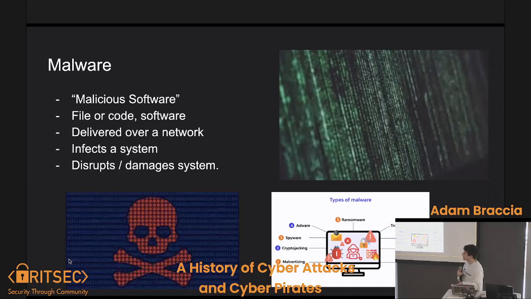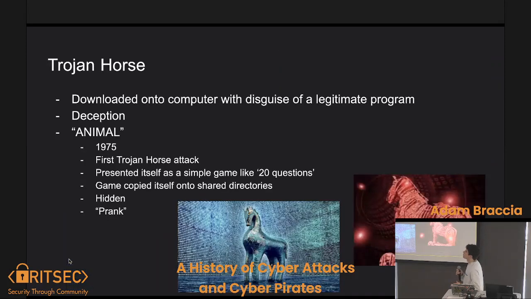Some types of malware, the first one we'll be going over to understand attacks that have happened, is the Trojan Horse. This is a type of malware that is downloaded onto the computer and disguised as a legitimate program, and you don't know it's bad until you actually click on it and allow it to have access. One of the first Trojan Horses was called Animal in 1975. It wasn't really an attack, it was more of a prank, but it still counts as an attack. It was disguised as a simple game like 20 questions, but it copied itself onto other shared directories and spread.